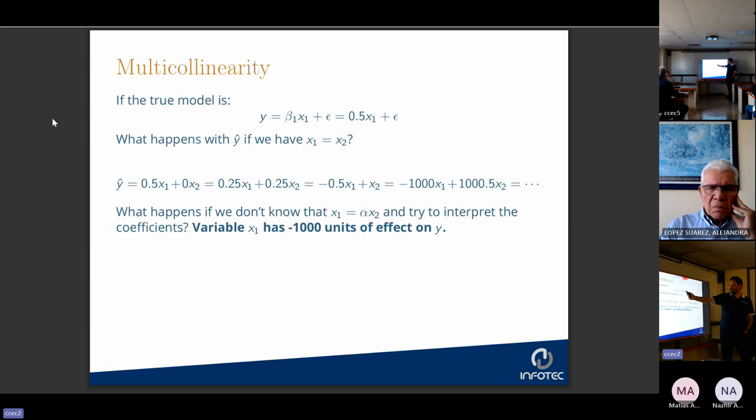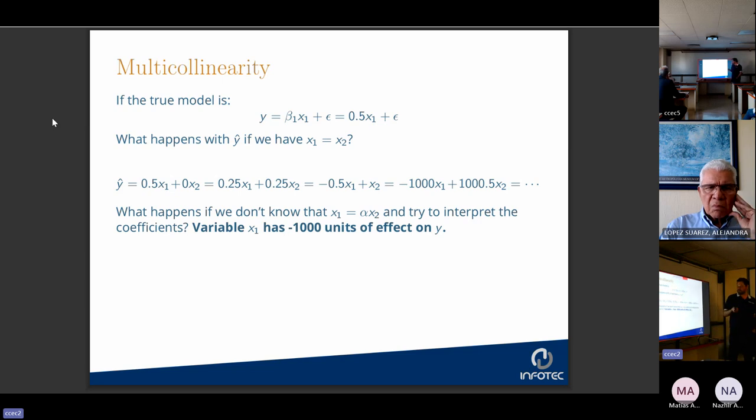This is the only one variable, X1, and this is the real value. But if we include another variable, which is exactly the same, but we don't know that, the model can change a lot, and the coefficient can even have contradictory results. For example, here our region was positive, here it is negative, the relationship with the variables.